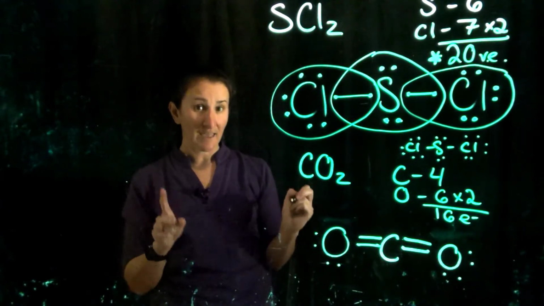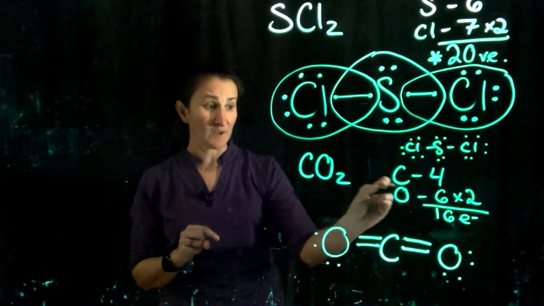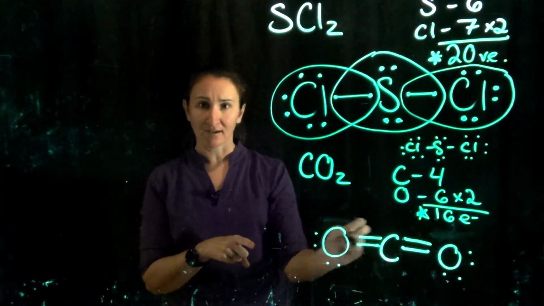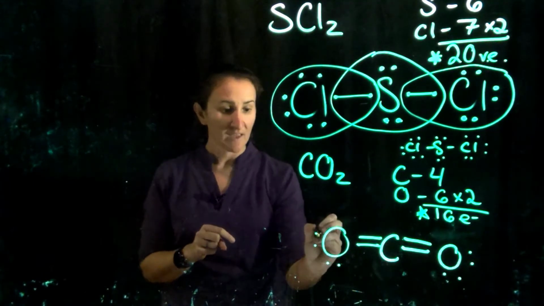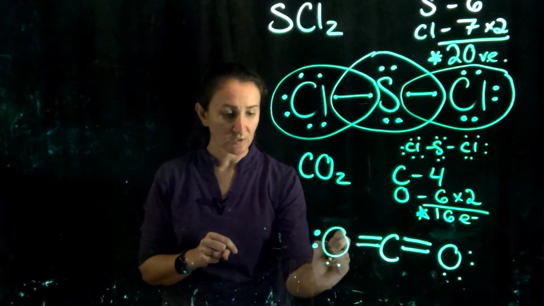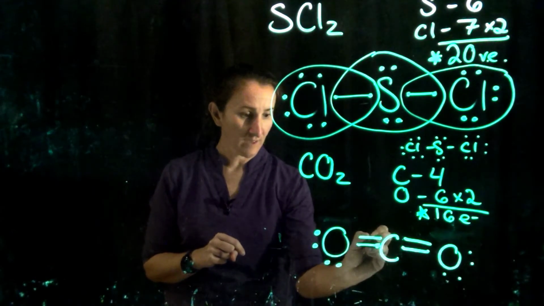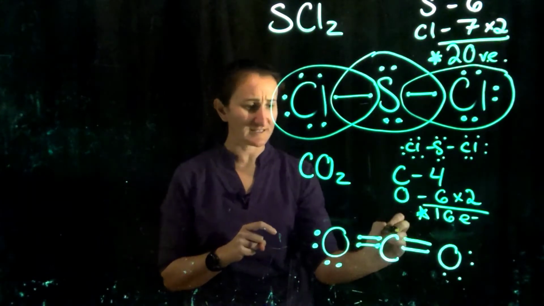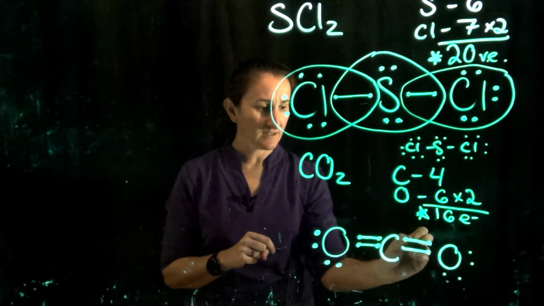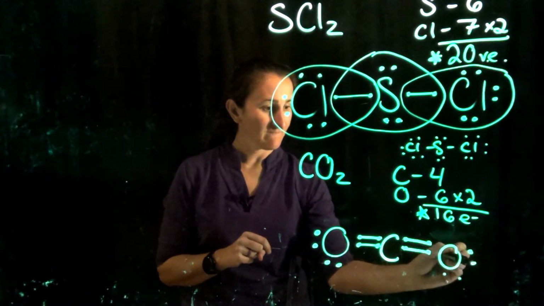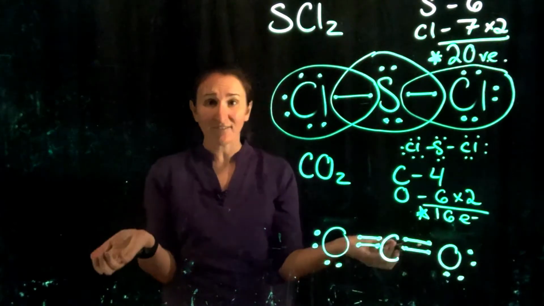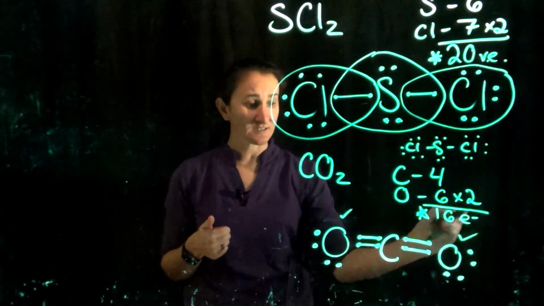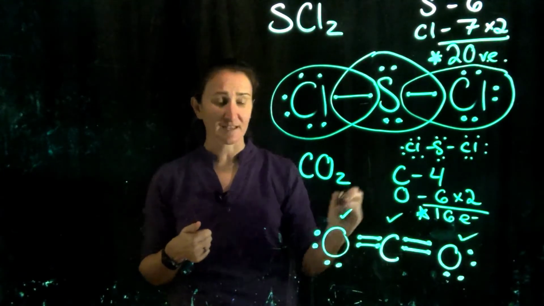And so now I can count my electrons and decide, do I have 16 electrons on my structure? And then also, is carbon happy and oxygen's happy? Let's check and see. So this oxygen has 1, 2, 3, 4, 5, 6, 7, 8 electrons around it. Let's keep counting and get to 16. 9, 10, 11, 12, 13, 14, 15, and 16. And so I have 16 electrons around my carbon dioxide. I'm good. I know my oxygen's happy. This oxygen's happy. What about this carbon? Yep, it's got 8 electrons around it.